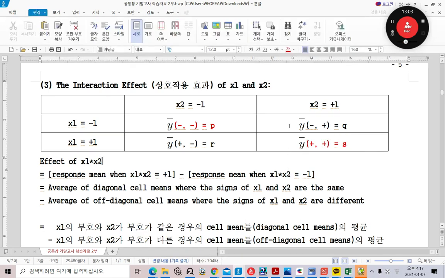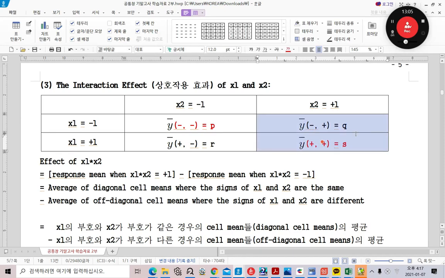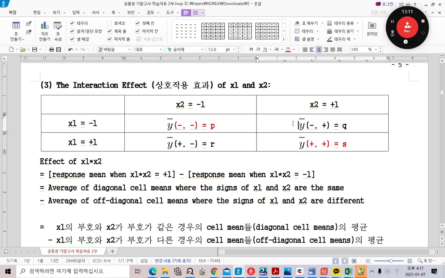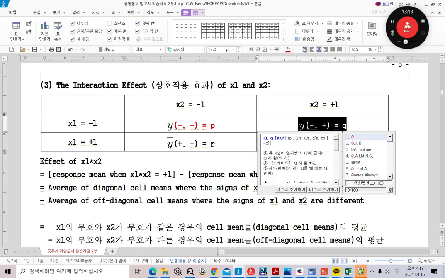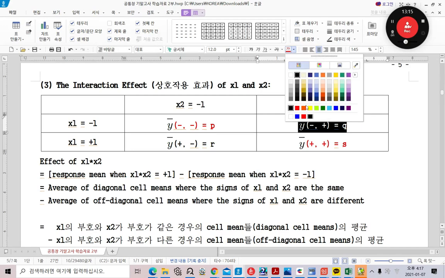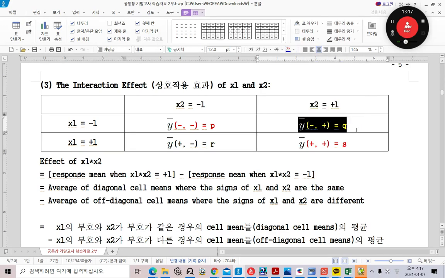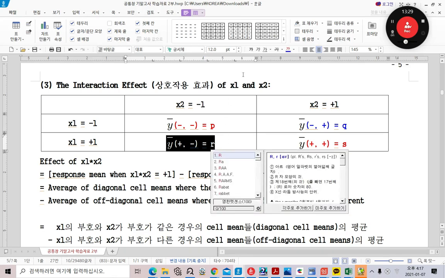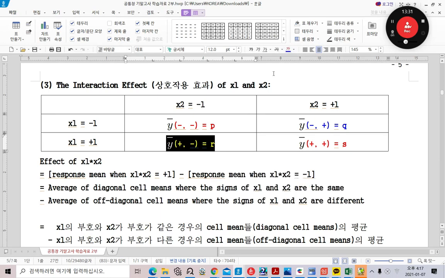Now, in this cell, x1 is negative 1 and x2 is positive 1. So x1 times x2 is negative 1. I use the blue color to denote a cell where x1 times x2 is negative 1. Also here, x1 is 1 and x2 is negative 1. So x1 times x2 is negative 1. So I use the blue color to denote this cell.